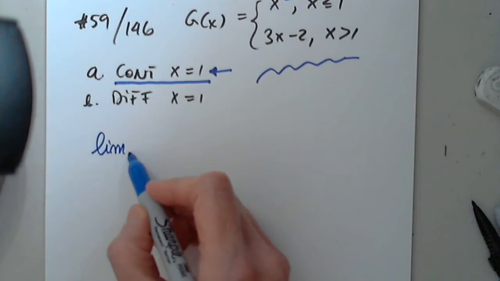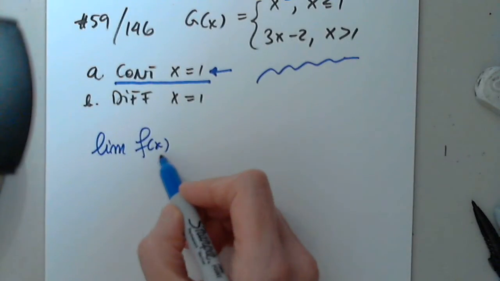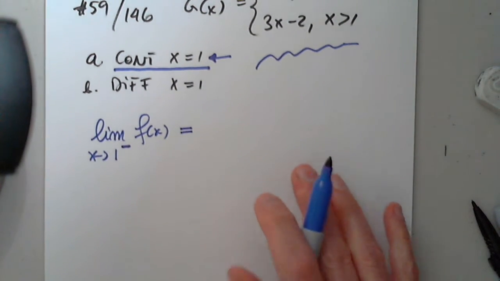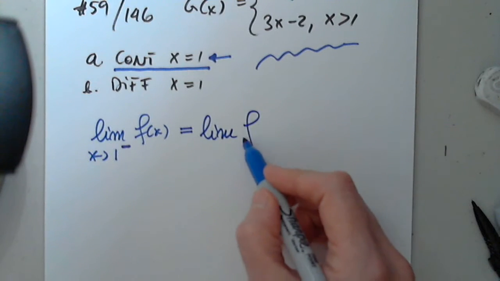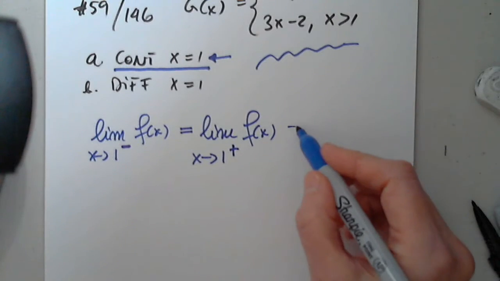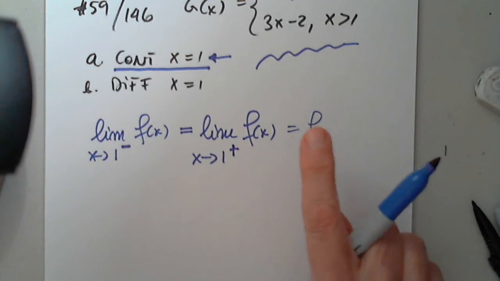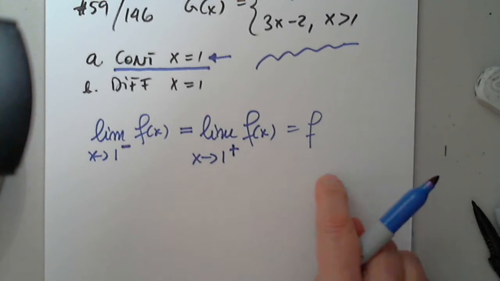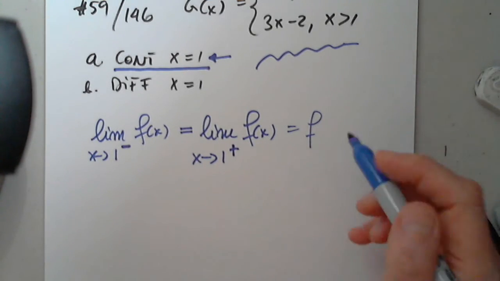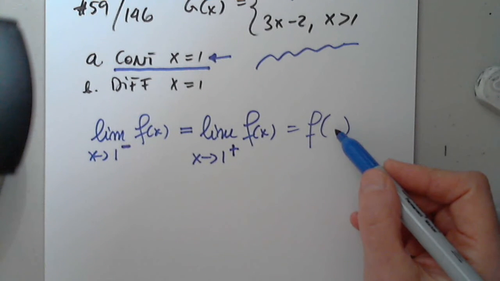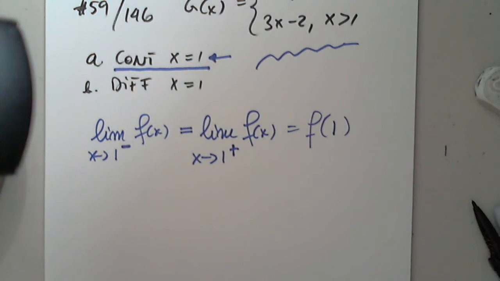The limit of the function as x approaches 1 from the left must equal the limit of the function as x approaches 1 from the right. So the limit of f of x as x approaches 1. But there are three things. We must have three things. Equals the function of 1. Exactly.